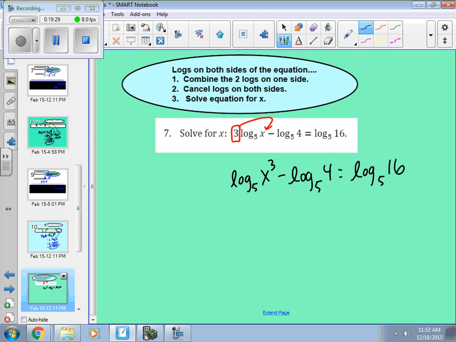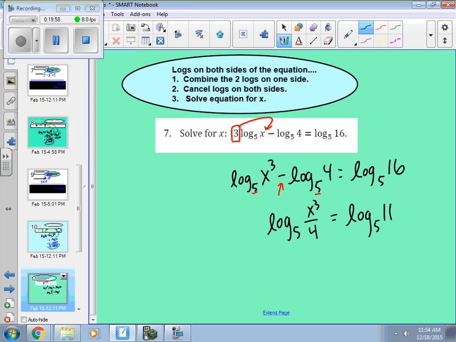Okay, now if we keep looking here, we got the same base log here, and we're subtracting. Subtracting, we just talked about, is the same as division with logs. So this we could write out as log base 5 of whatever's first here, x cubed, divided by whatever's second here, looks like 4, and that would be the equivalent of the 2 logs being subtracted.